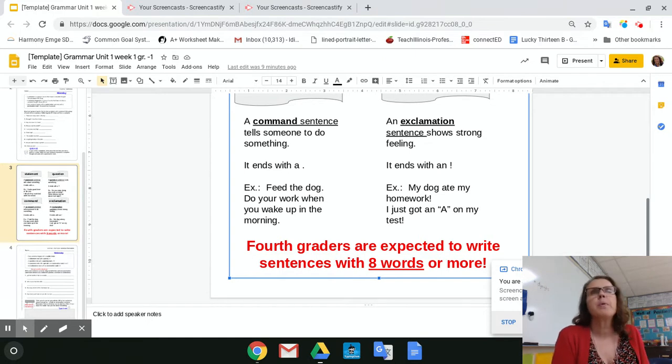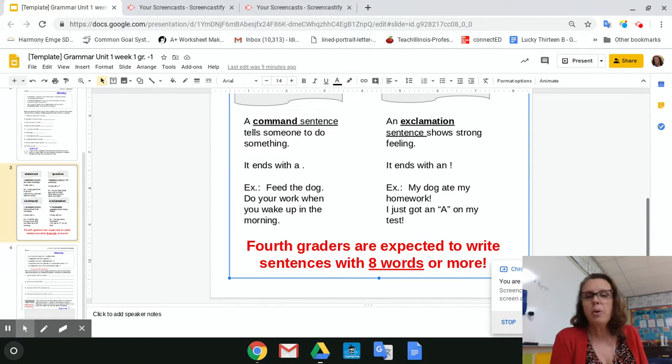For example, you might want to tell us more. Think about, what kind of a dog is it? It might be a German Shepherd. It might be a small dog. It might be a black and white dog. You can tell us what it looks like. You can tell us what its personality is like. You want to make sure that you are telling us more in every sentence you write.